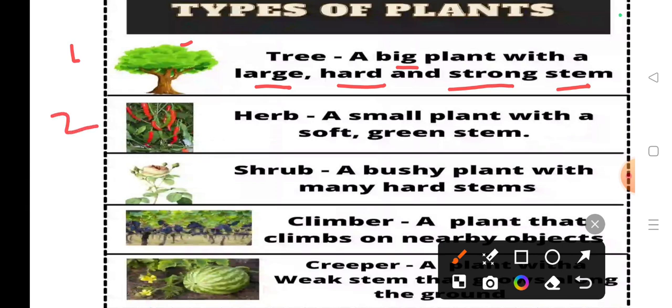Now, second is herb. A herb is a small plant. And what about the stems? Stems are very soft and green. For example, coriander.